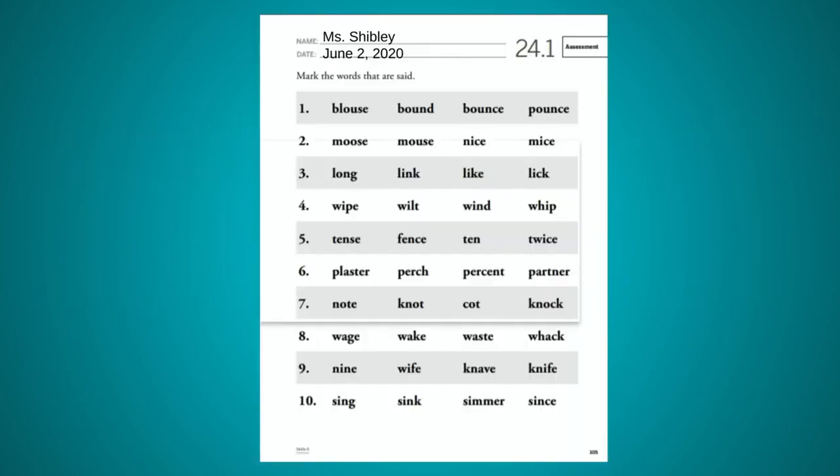You need page 24.1. Down at the bottom, it says 105. You're going to write your name and the date at the top, and the date is June 2nd, 2020. I'll give you a second to get all of that on your paper.